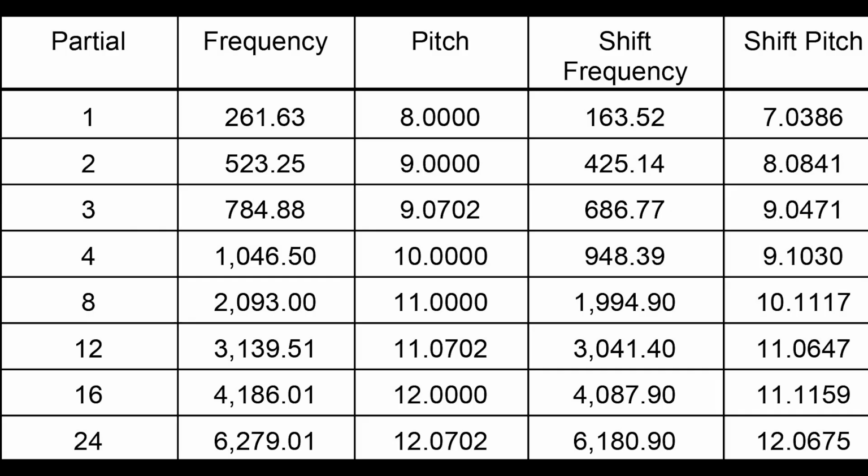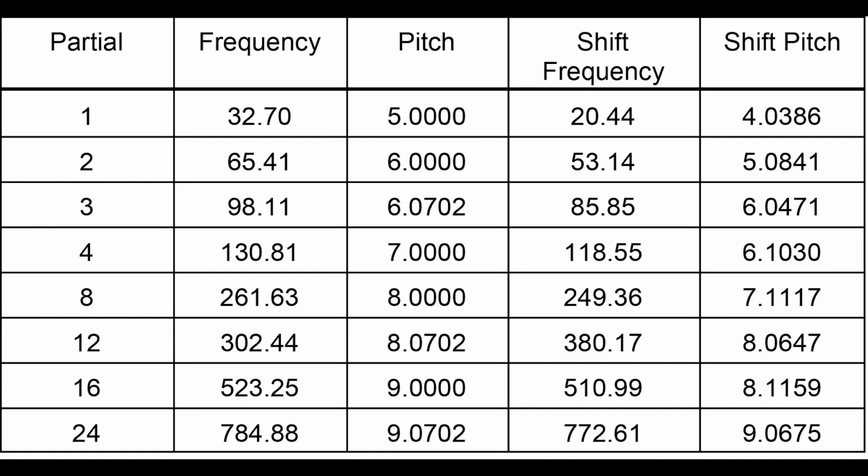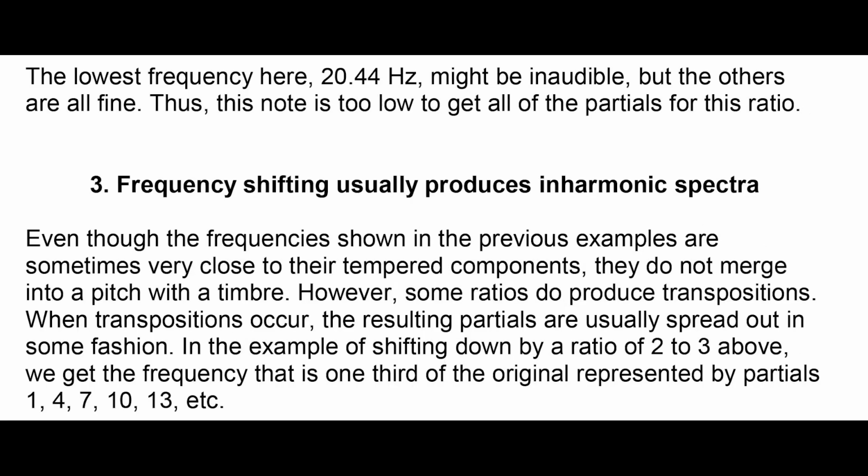Now let us look at what happens to the note 5.00, C1, shifted down by a ratio of 9 to 24. The lowest frequency here, 20.44 Hz, might be inaudible, but the others are all fine. Thus, this note is too low to get all of the partials for this ratio.